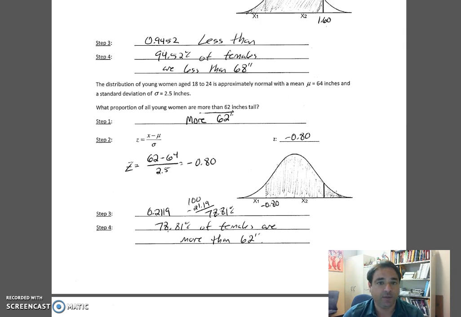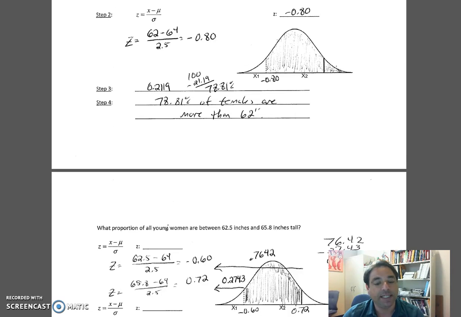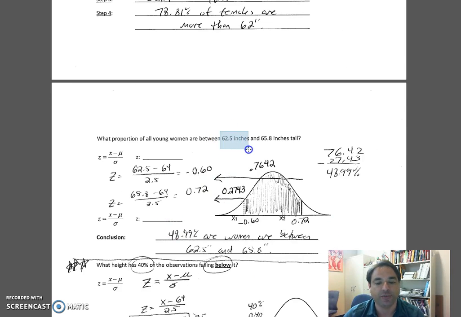Okay, so we did less than, we did more than. Now let's talk about in between. Let's say I had two values. I want to find out what percent of young women are between 62.5 inches and 65.8 inches. So step one, find our z-scores. 62.5 minus 64 divided by 2.5 is negative 0.60. 65.8 minus 64 divided by 2.5 is 0.72. These aren't exactly accurate, but to give us an idea, negative 0.6 would be on the left and 0.72 on the right. We're looking for in between.